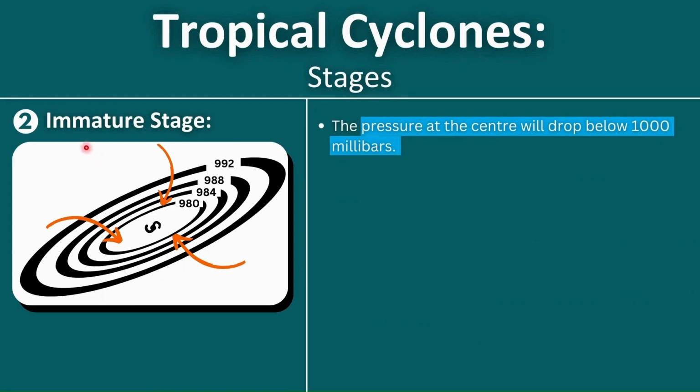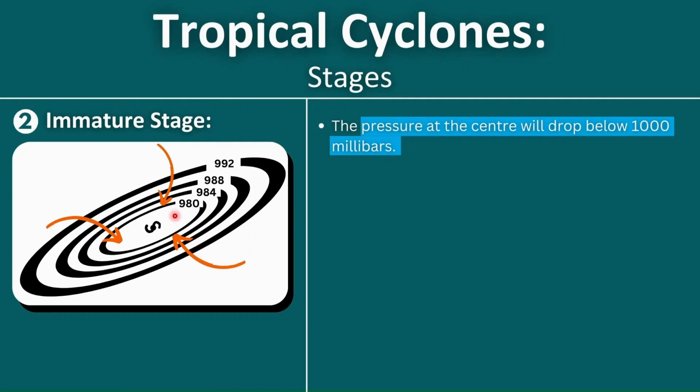We now look at the second stage, which is known as the immature stage. So in this stage, the pressure at the center will drop below 1000 millibars. Let's look at our diagram here. Now we can see that in the center, there's an eye that has formed. We can see that the pressure at the center is well below 1000 millibars, it is actually 980 millibars.